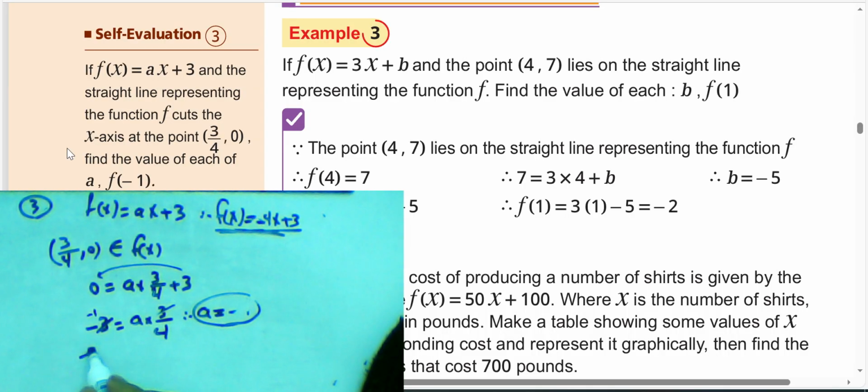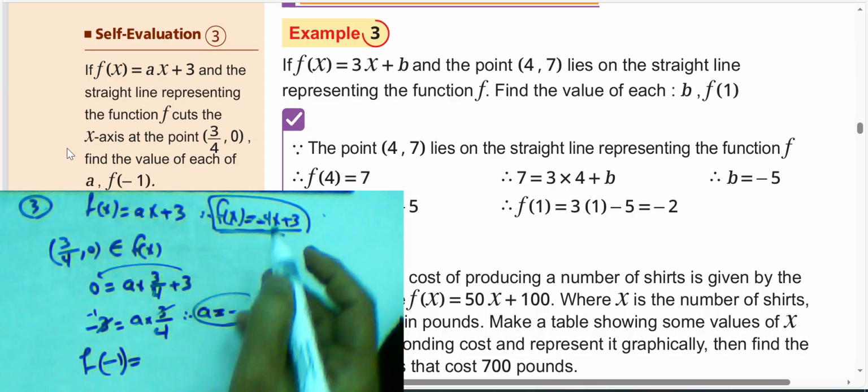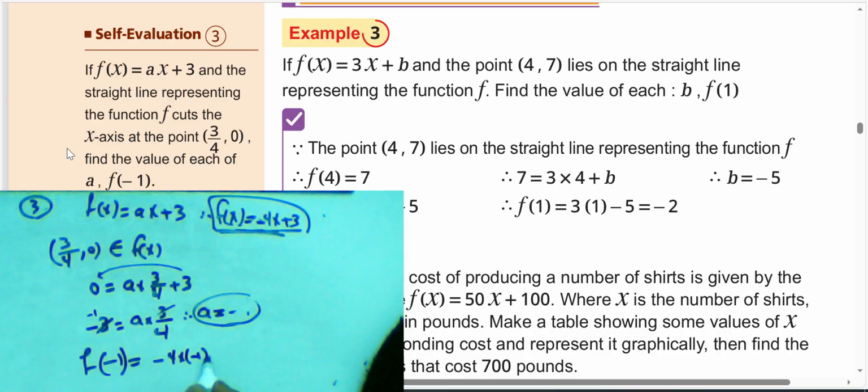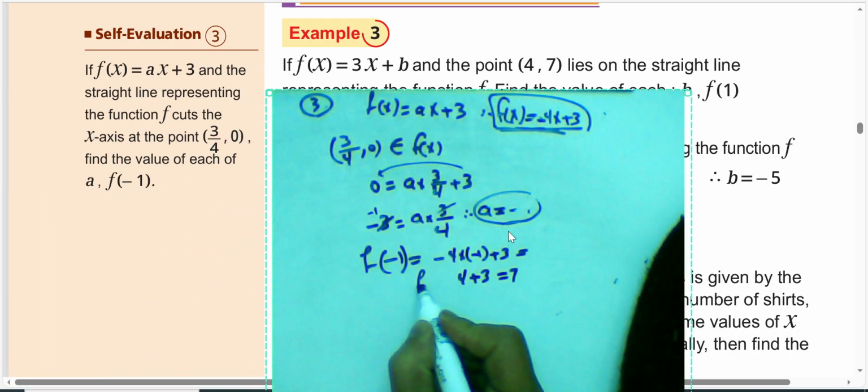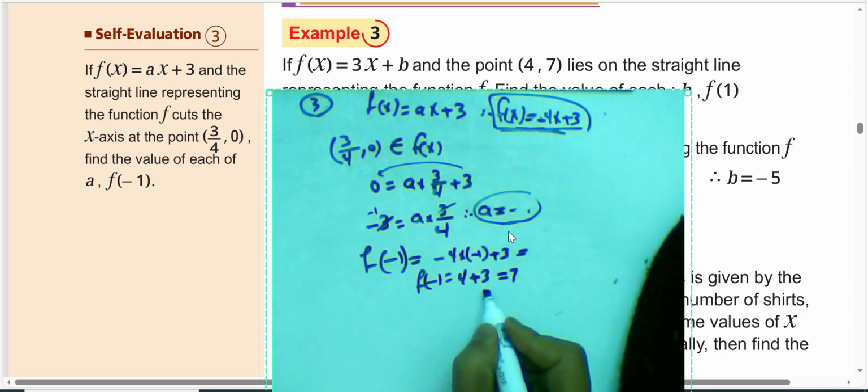Now we can find f of negative 1. Put x equal to negative 1 in this function. Negative 4 times negative 1 plus 3. Negative 4 times negative 1 is 4. 4 plus 3 equals 7. In the result, f of negative 1 equals 7.